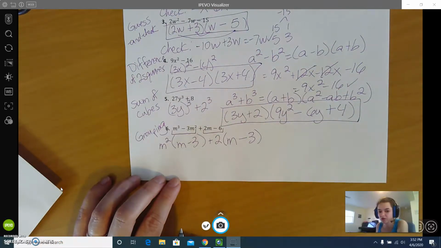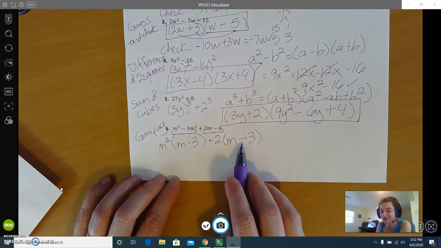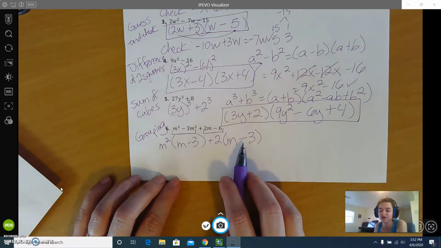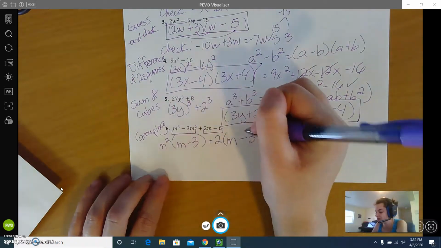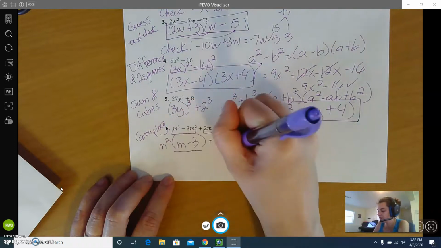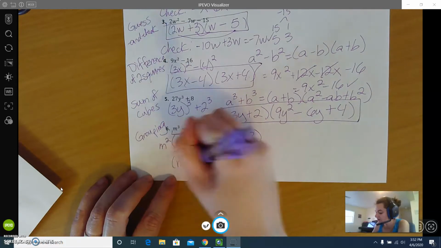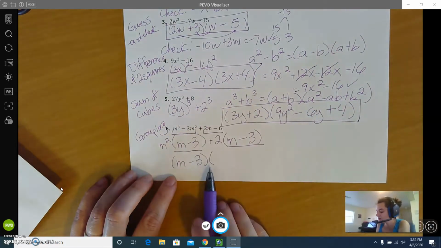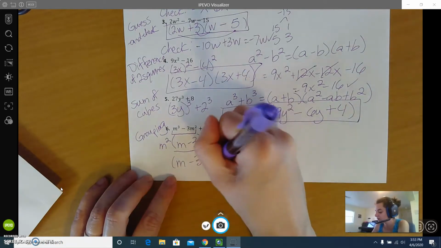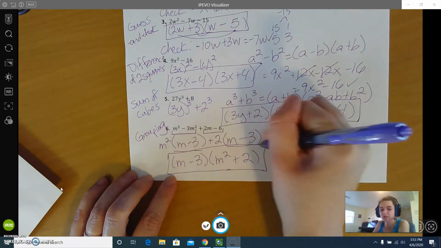When you're doing factoring by grouping, these parentheses should always match. If they don't match, either you've done something wrong, or it can't be factored by grouping, but they should always match. Because what we're doing at this point is actually taking out another greatest common factor, but our greatest common factor this time is m minus 3, because they both are multiplied by m minus 3, so we can factor that GCF out. So our GCF is m minus 3, and what's left after I factor that out would be m squared plus 2. And that's how you do factoring by grouping.